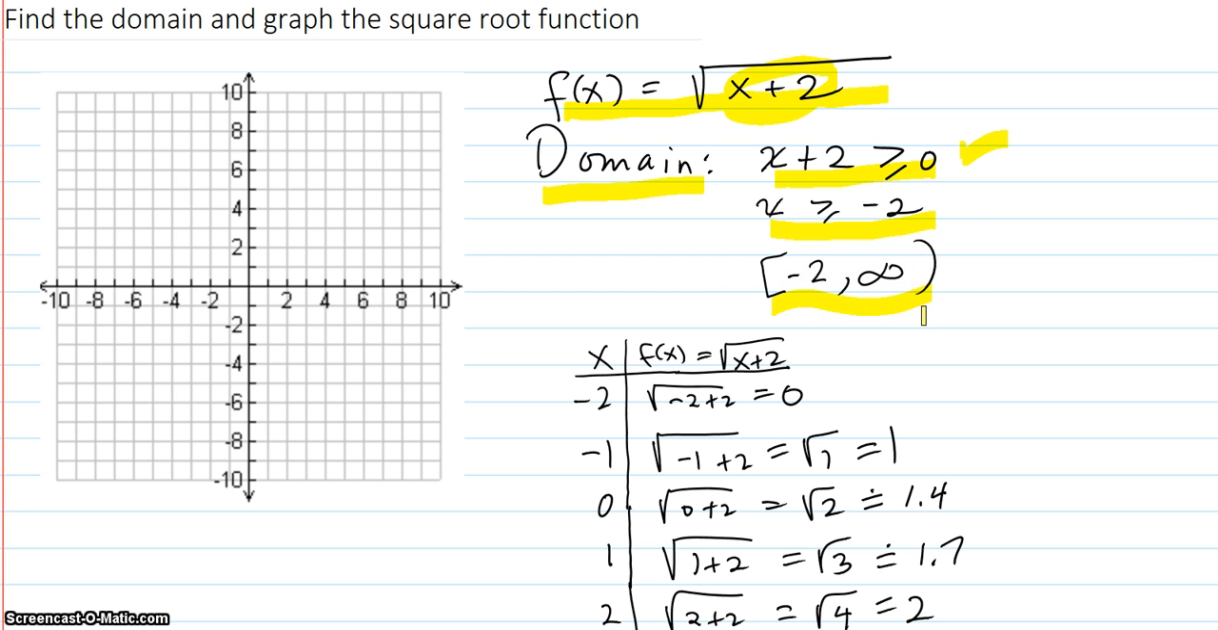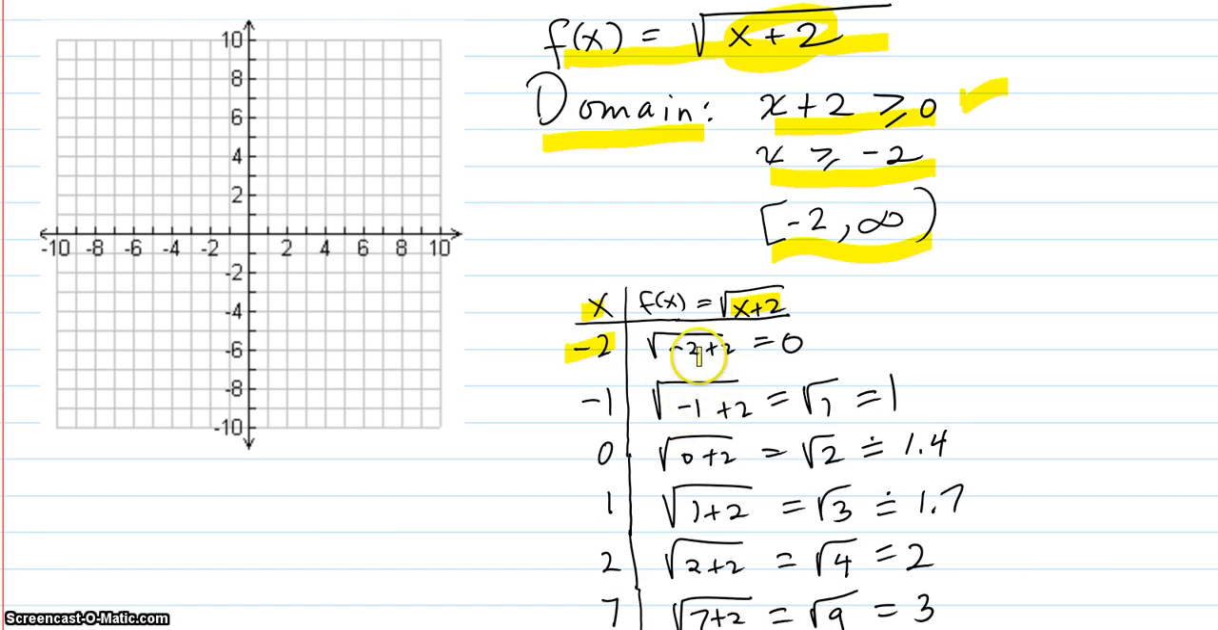Okay, now let's go ahead and graph some points. Here's our x, here's our function. Starting at negative 2 because that's the lowest number that we have in the domain. Negative 2, we plug it in, negative 2 plus 2, square root of 0 is 0. Just plug all these numbers in, work it out. Square root of 1 is 1.